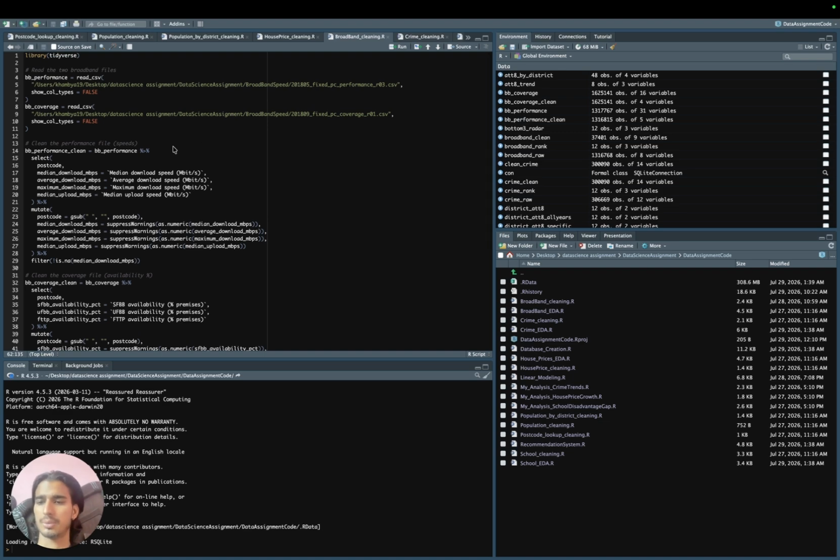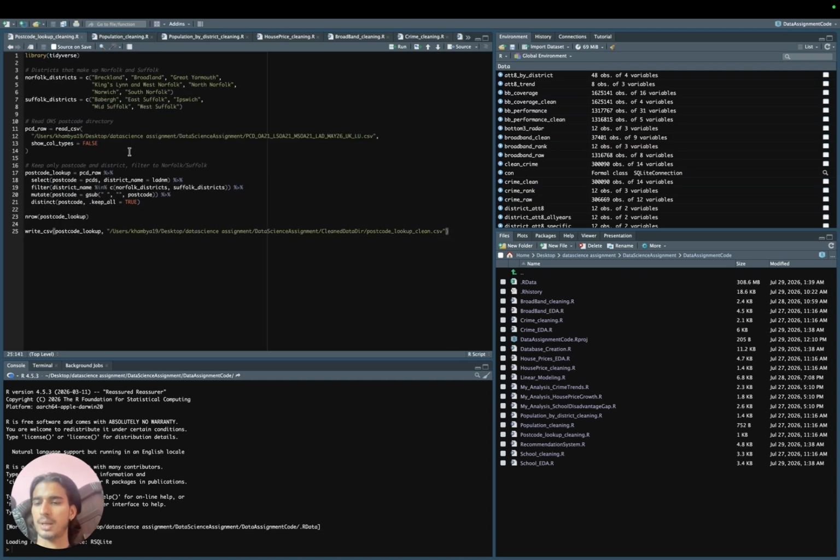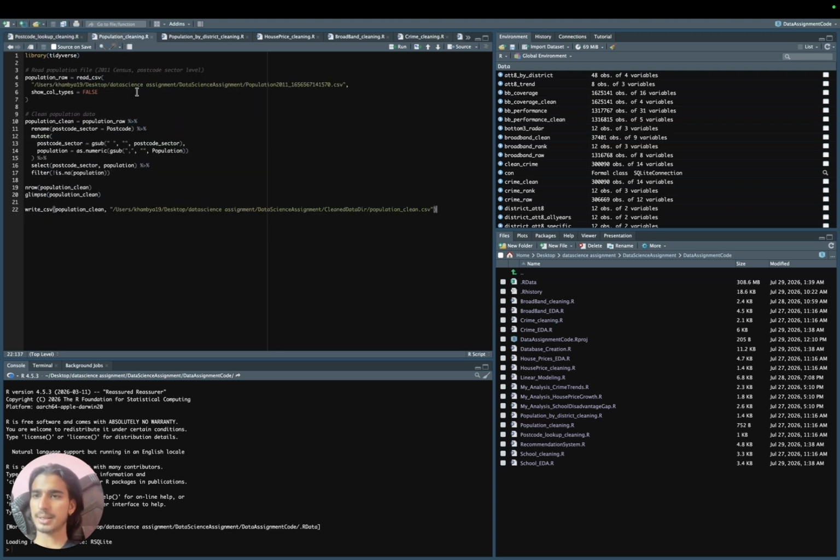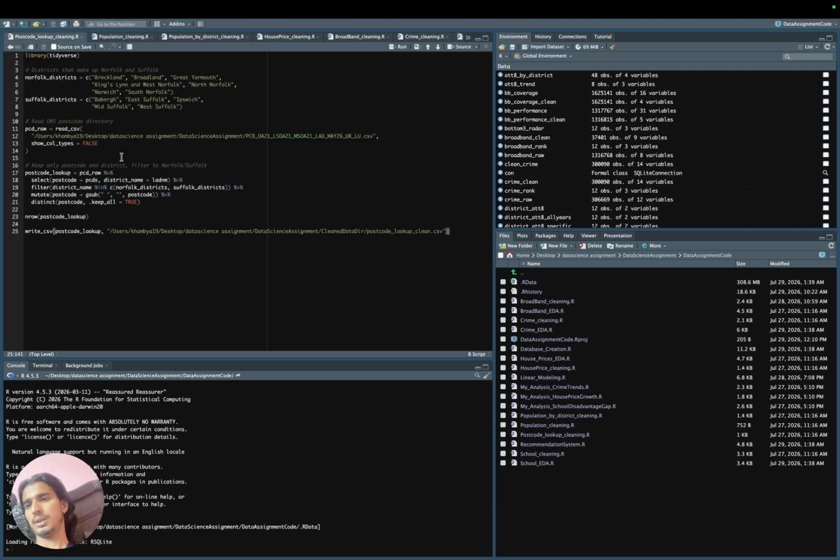So starting with the postcode lookup and population data, we can see them here. This links every postcode to its district and gives me the population figure. I later used it to calculate crime rates per person rather than raw counts, which makes the comparison fair between big and small districts for data visualization.